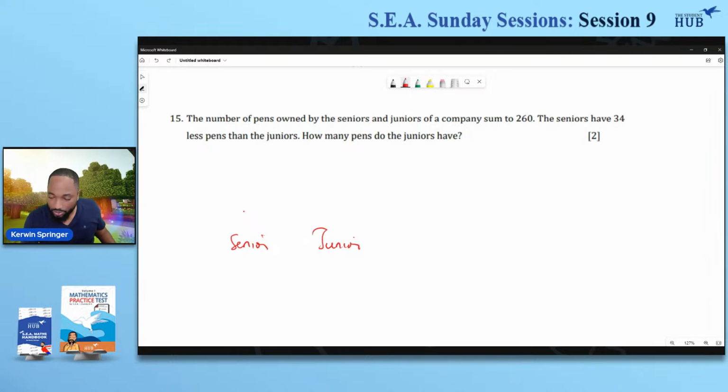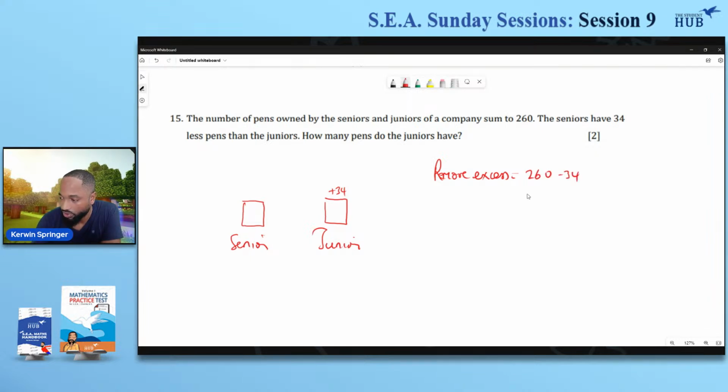So the better way to do this would be to draw the seniors like this, and draw the juniors like this, and put them at 34 more. Instead of putting the seniors with 34 less, which is another way to write it, you put the juniors with 34 more. Now we can remove the excess, which we are accustomed to doing. Both ways are correct. Just make sure you understand. 260 minus 34, which is 226. And then we share the remainder.